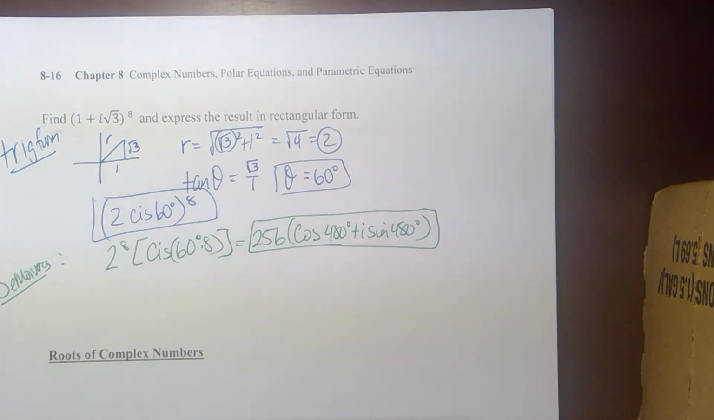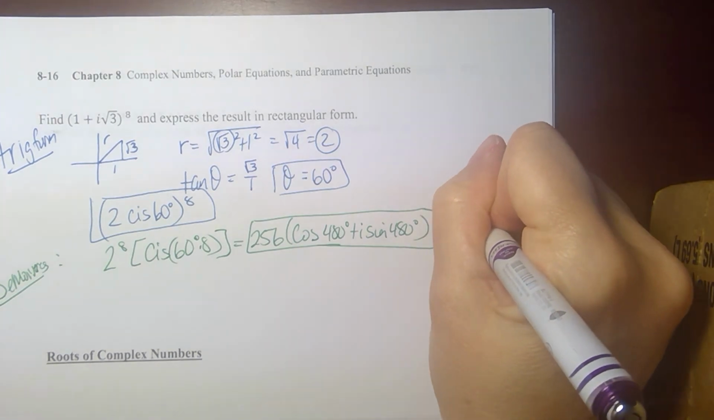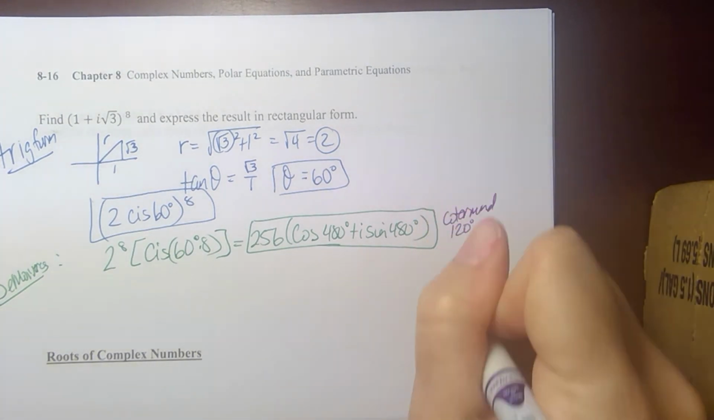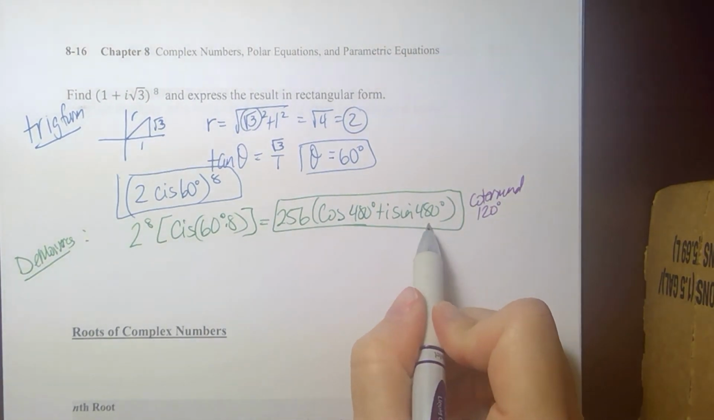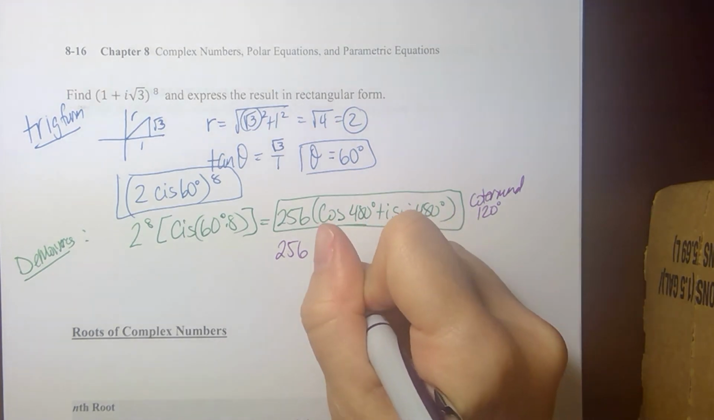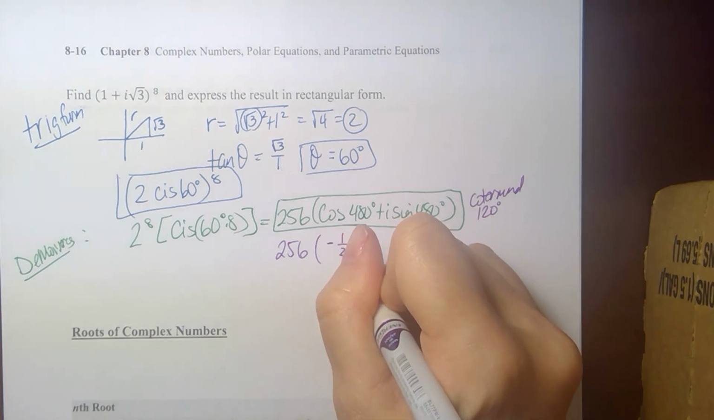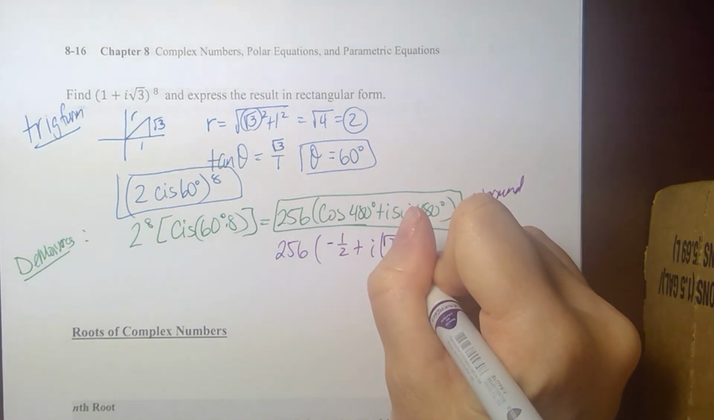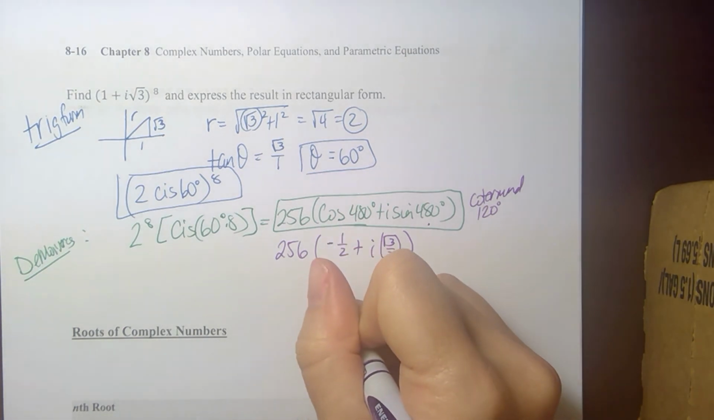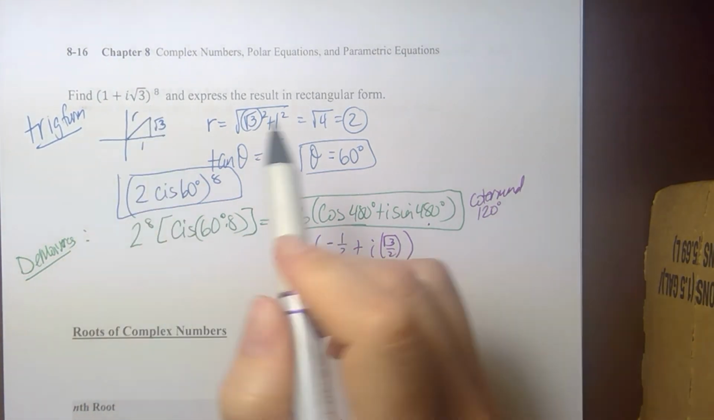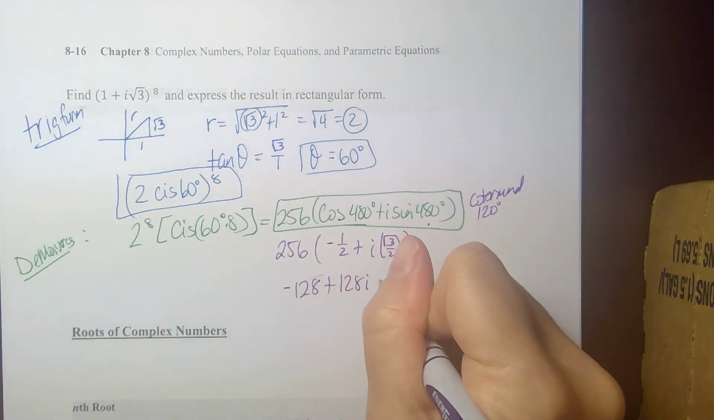Well, what are my values for 480? Because I need to go ahead and turn that into rectangular form. 480 is coterminal. It's one full rotation plus 120 degrees. It's coterminal with 120 degrees. So I'm going to use my cosine and sine function values for 120. So I have 256, and then at 120, cosine is a negative 1/2. Sine is square root 3 over 2. So in rectangular form, this complex number raised to the 8th power is a negative 128 plus 128i square root 3.